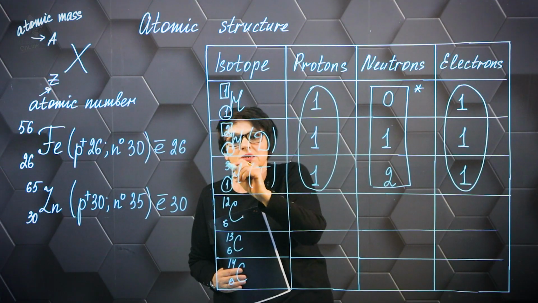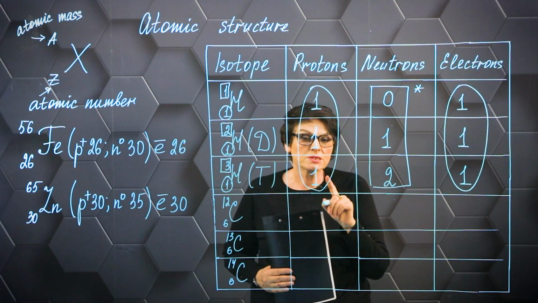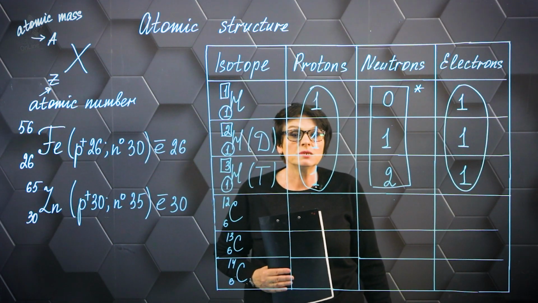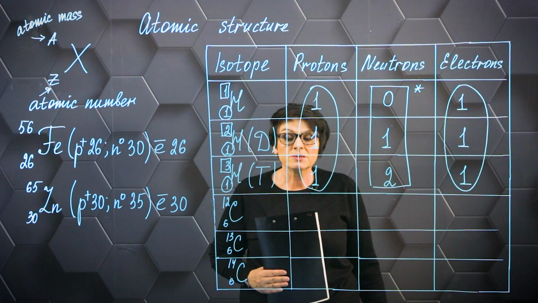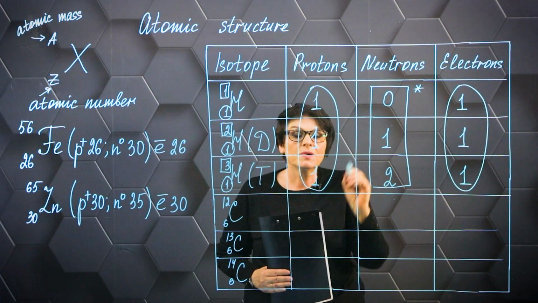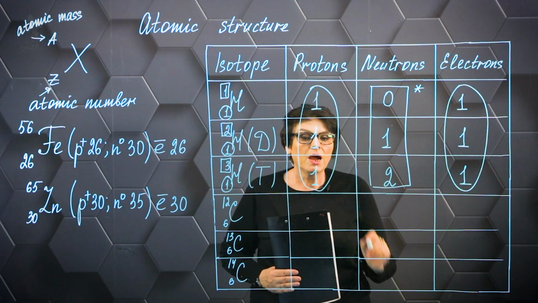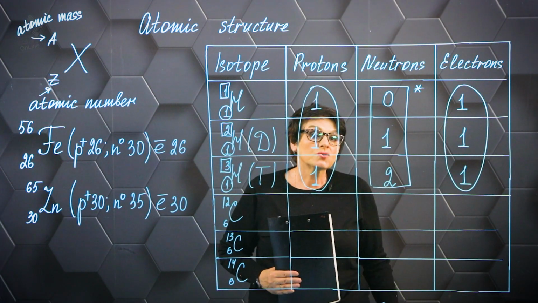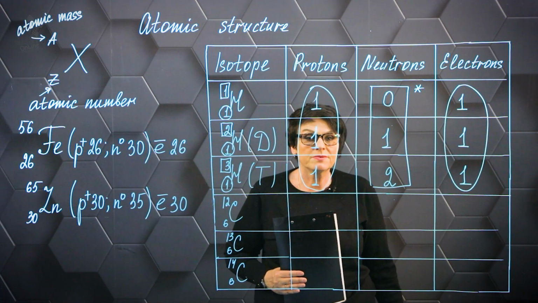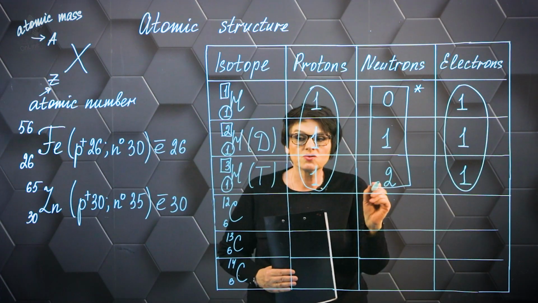Now I'll remind you that the ratio between protons and neutrons is important because it determines the stability of the isotope. If this number is the same, moreover, if it is an integer, such isotopes are stable. And if the number of, for example, neutrons exceeds the number of protons and the ratio is greater than 1.2, then such an isotope is unstable. Hence, we can conclude that hydrogen isotope 3 will be unstable.